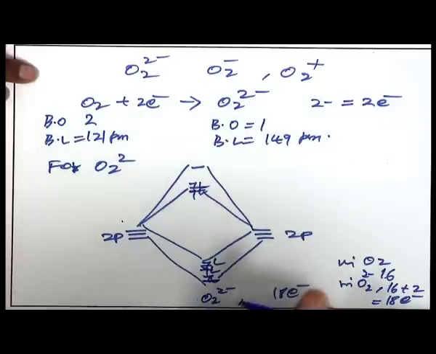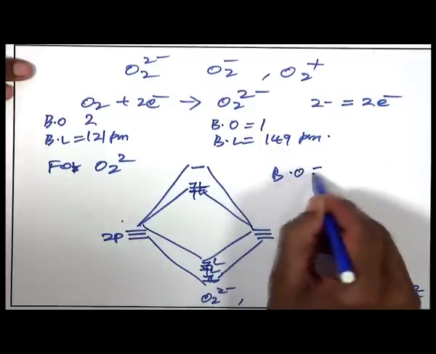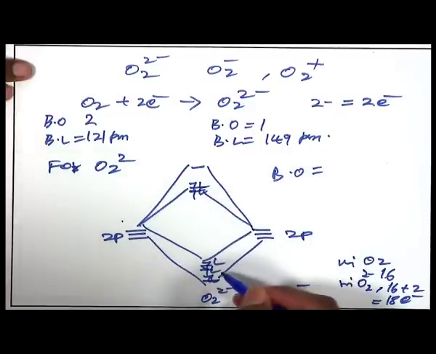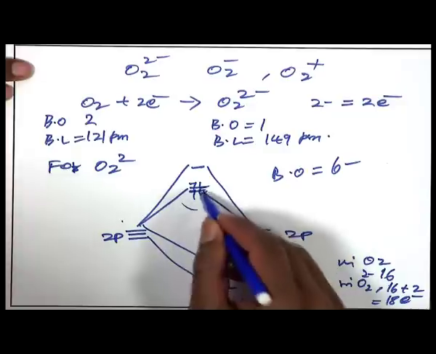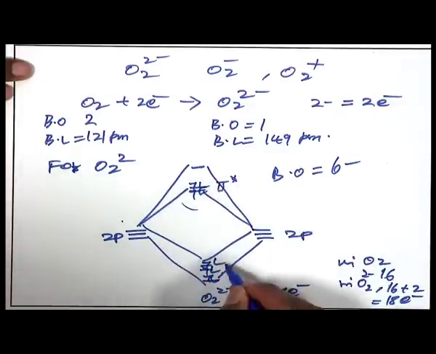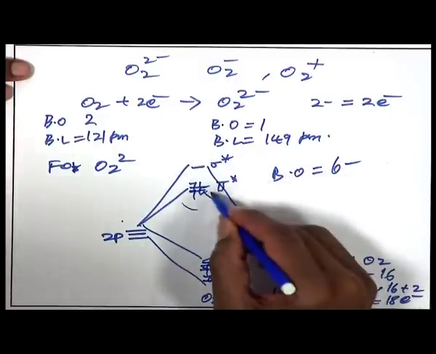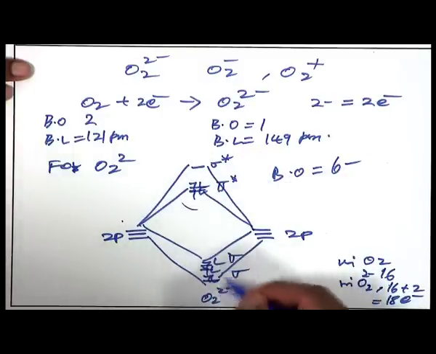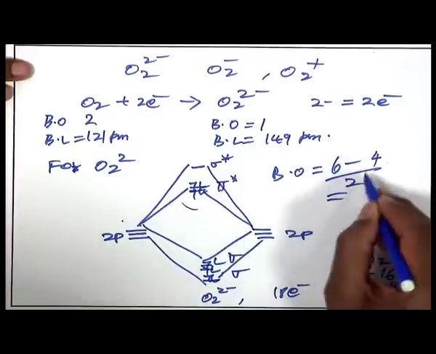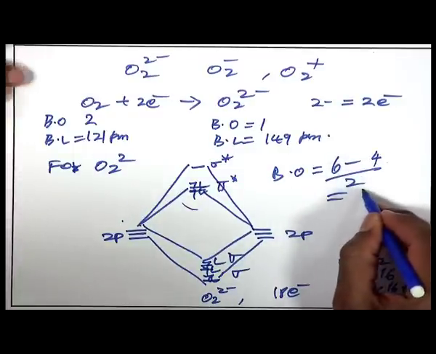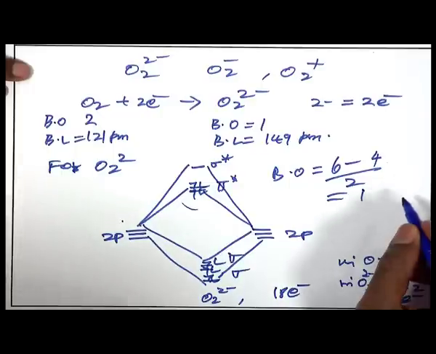So, filled up. Now, if you calculate the bond order, it equals the number of electrons present in the bonding molecular orbitals, which is 6. The number of electrons present in the antibonding orbitals, this is the pi star orbital, this is the pi orbital, this is the sigma orbital, this is the sigma star orbital. So, 6 bonding electrons minus 4 antibonding electrons, divided by 2. So 2 by 2 equals 1, the bond order is 1.